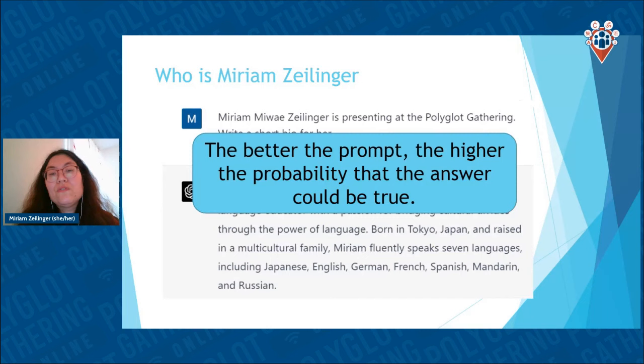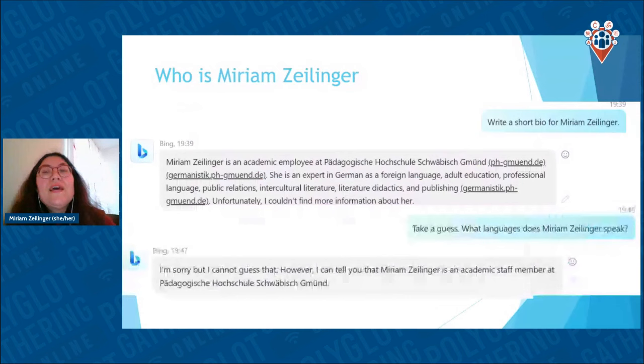So I use Bing on Skype, and Bing can access the internet, ChatGPT can't. So that's why I asked Bing to write a short bio for me and also take a guess what languages I speak. And then Bing says, Miriam Zeilinger is an academic employee at Pädagogische Hochschule Schwäbisch Gmünd. She's an expert in German as a foreign language, adult education, professional language, public relations, intercultural literature, literature didactics, and publishing. Unfortunately, I couldn't find more information about her, but it gives the links to my work.